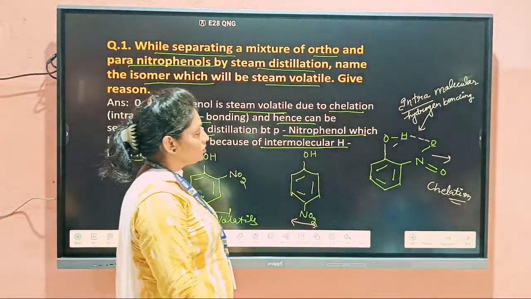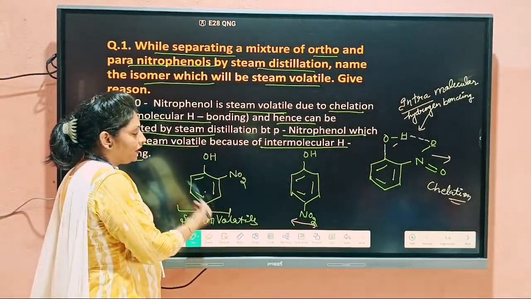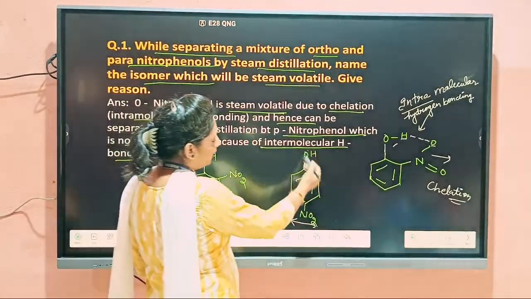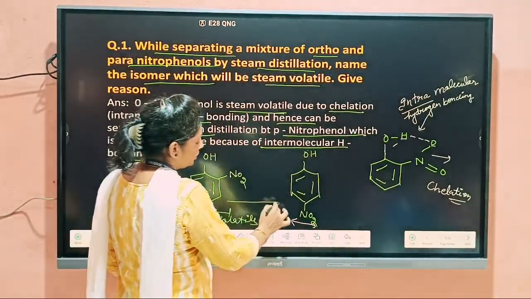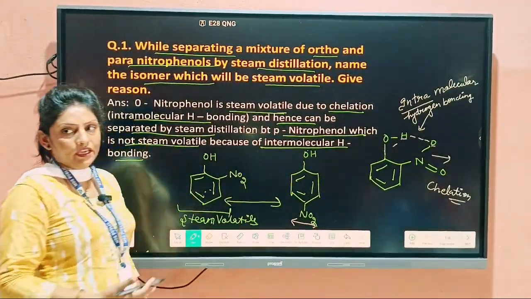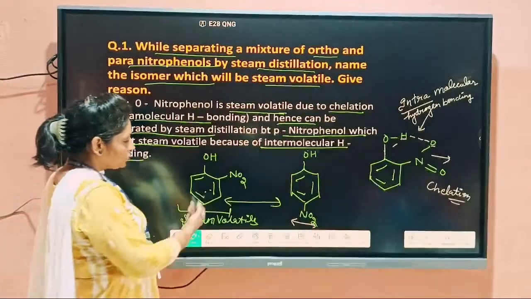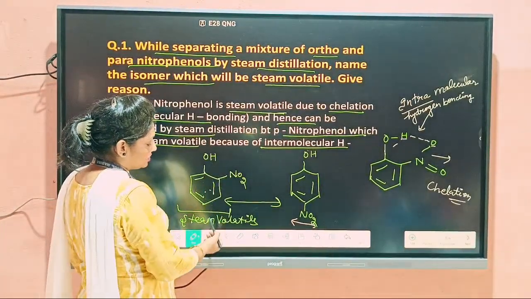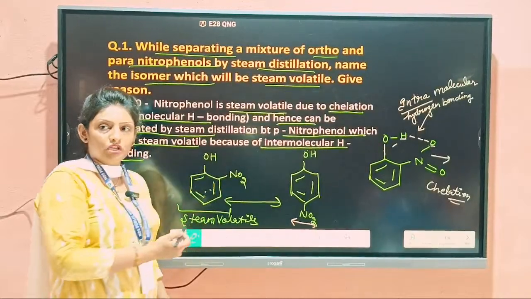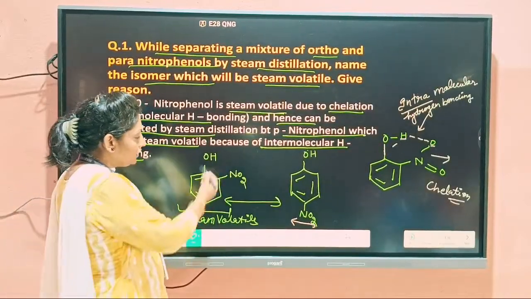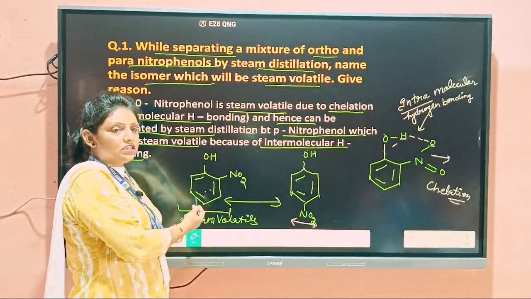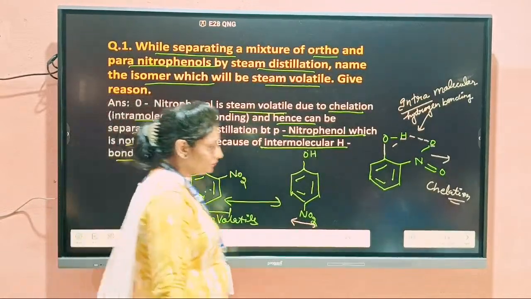So here our question is, between orthonitrophenol and para-nitrophenol, which one is more stable and which can be separated by steam distillation? Orthonitrophenol is steam volatile because it is less stable. Why is it less stable? Because it forms intramolecular hydrogen bonding. So it is steam volatile and can be separated by the steam distillation method.